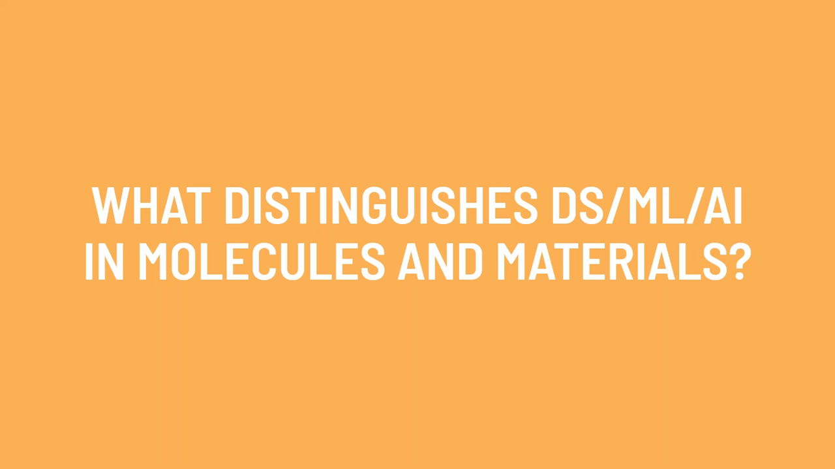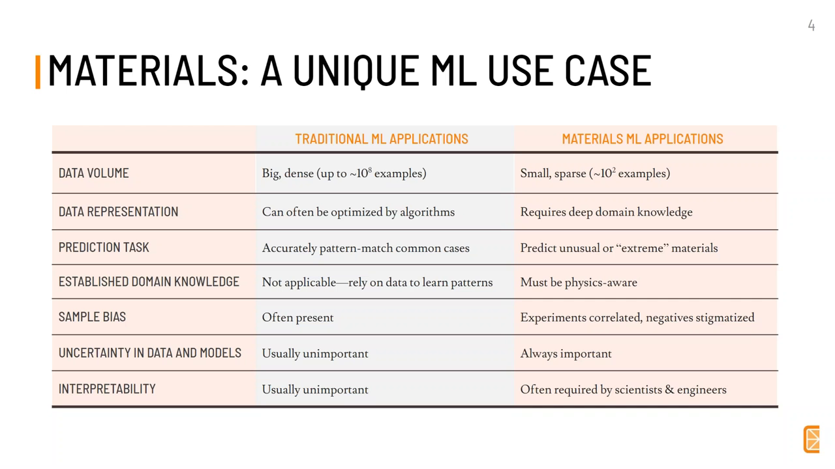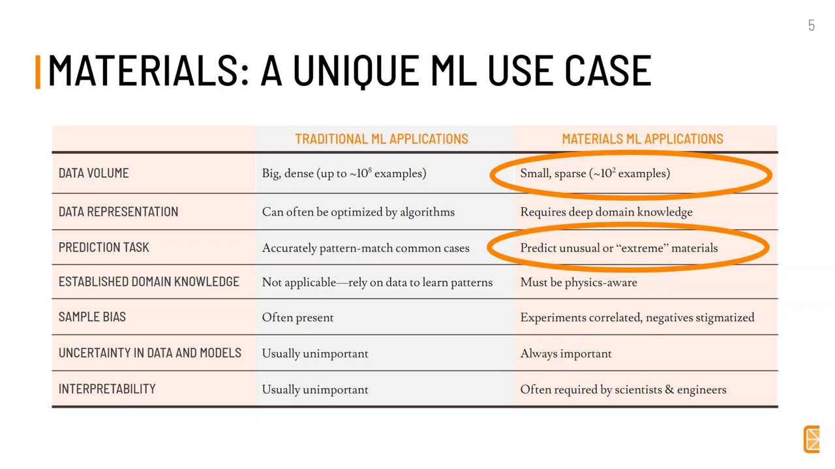This is a big table. I'll stay on the slide for a little bit if you'd like to read through it. But the short answer is a lot. There are a lot of differences between the application of data science, machine learning, and artificial intelligence in scientific domains generally, and I would say specifically materials informatics and chemical engineering that distinguish it from applications of these methods in other fields. The two that I want to focus on today are data volume and the prediction task.